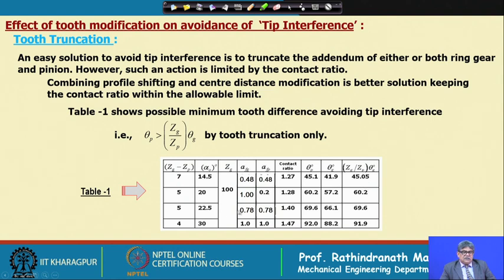less. Now, we are increasing the pressure angle to 22 and a half, which is used for internal gearing in precision drives. In aircraft internal gearing, sometimes this pressure angle is used. It is not standard for common industrial applications.